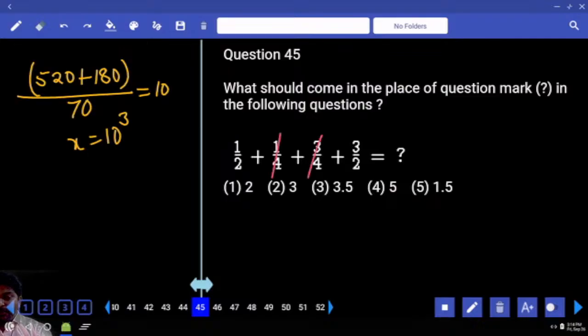When I add these two, how much you get? Sum. Option 2. Answer 3, option 2.